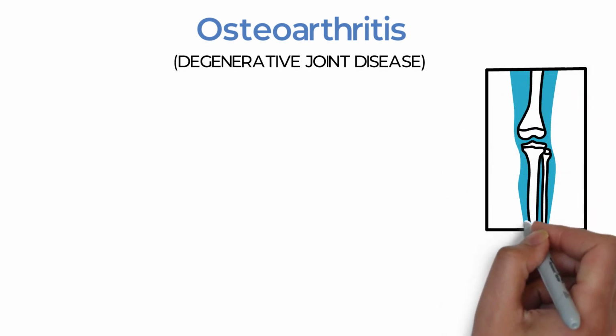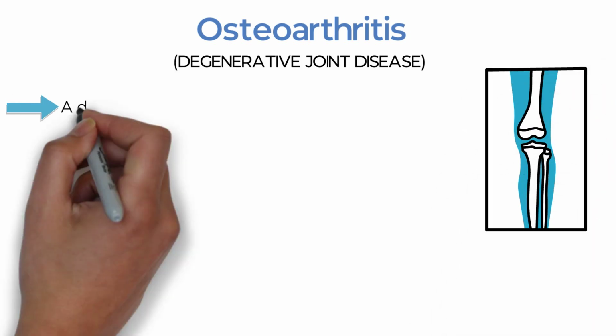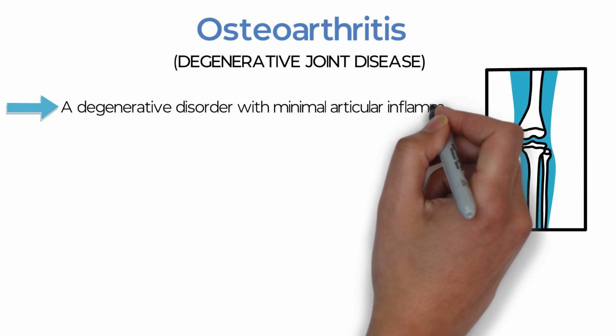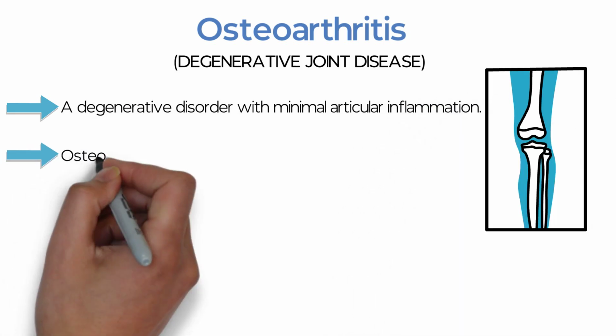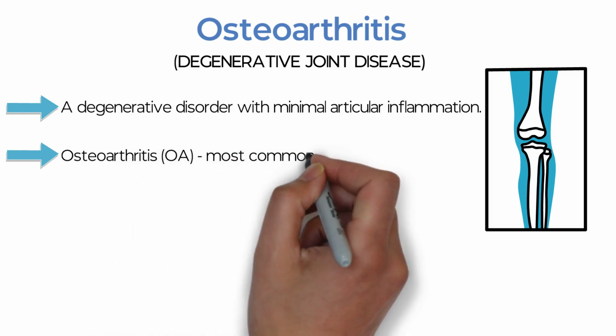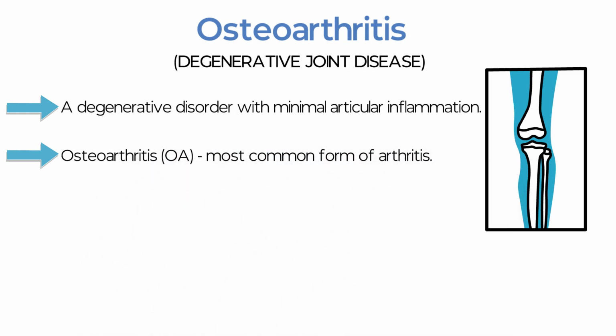Today in this video, we're going to discuss osteoarthritis, which is a degenerative joint disease. So it can be defined as a degenerative disorder with minimal articular inflammation. Osteoarthritis is by far the most common form of arthritis and is a major cause of pain and disability in older people.